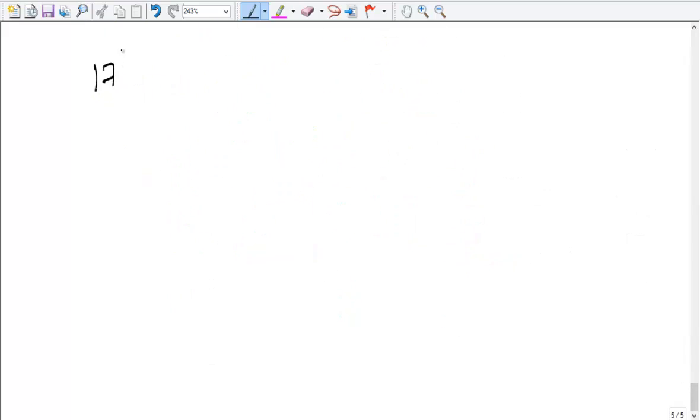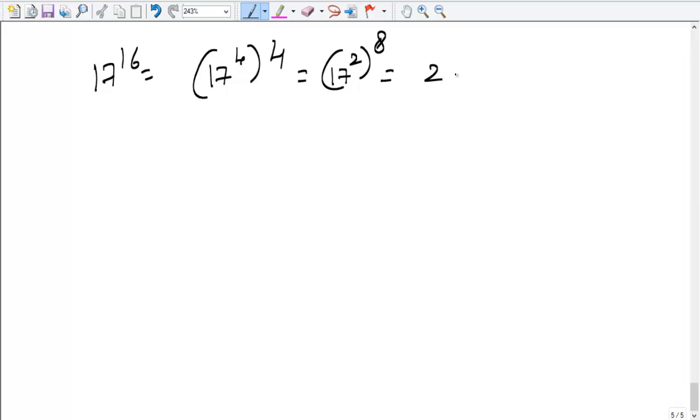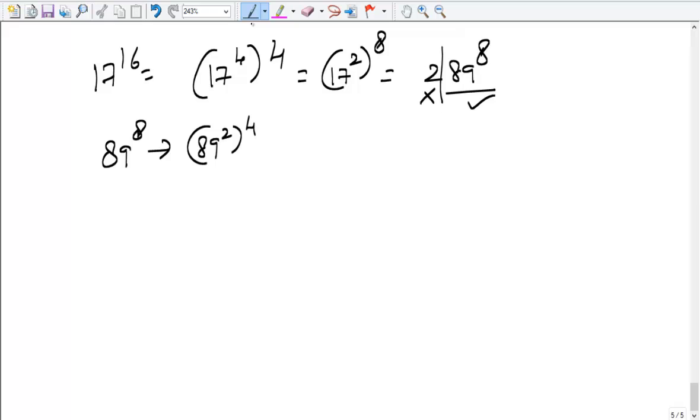Now to find 17 power 16, you need to find 17 power 4 whole power 4. That's a bit difficult, so stick to 17 square whole power 8. 17 square is 289, so 289 whole power 8. Since we need only the last two digits, it's 89 power 8, which can be written as 89 square whole power 4. Now, how do we find 89 square?